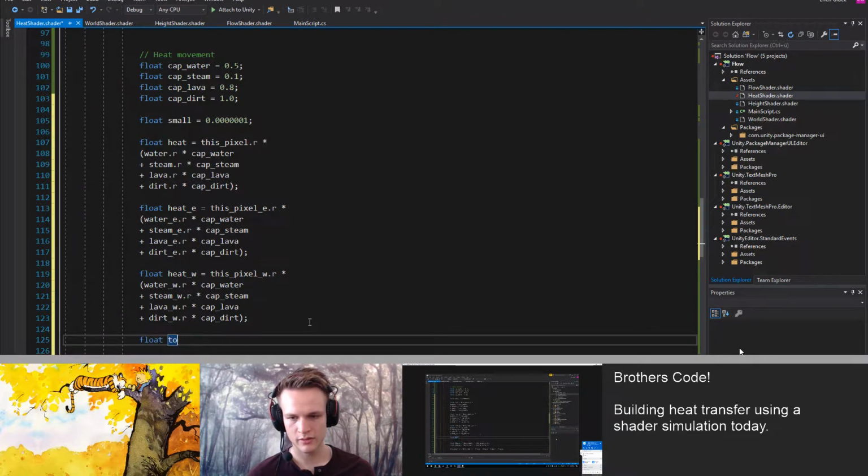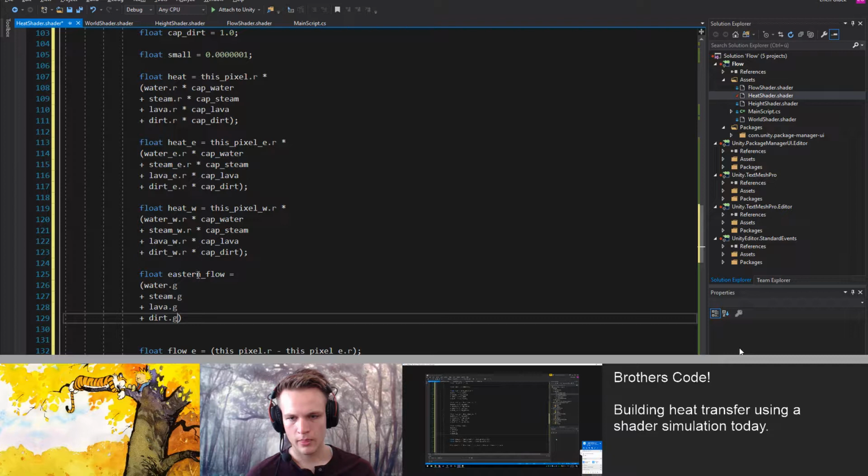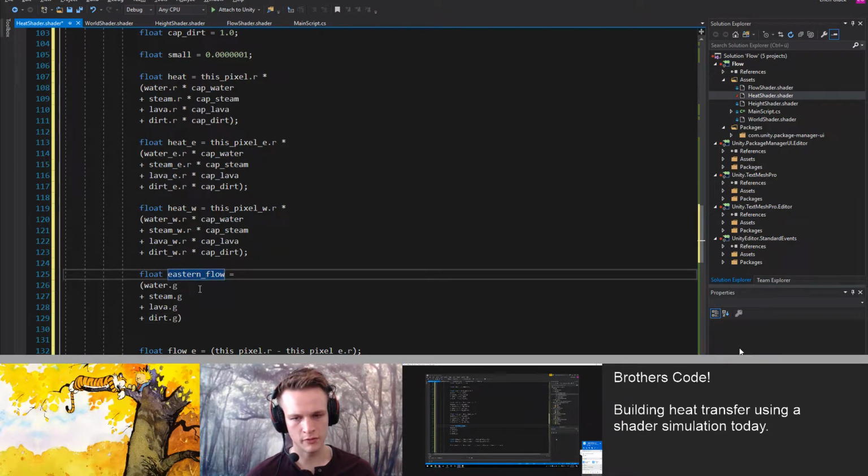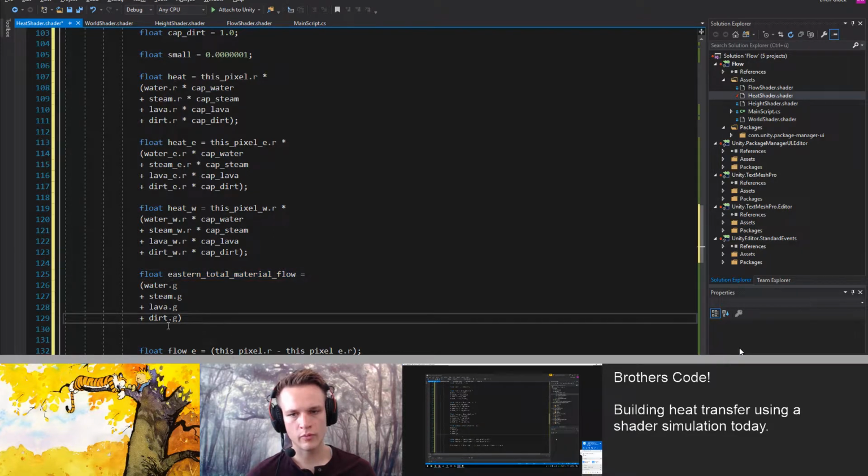Just to make this easier to reason about, at least I would. So like that, eastern. It's good because we have flow east as well. So eastern flow is all of these, but the green component. That's how much eastern total material flow. Right, but we want the eastern total heat flow. We don't know that yet. That's what we're calculating.